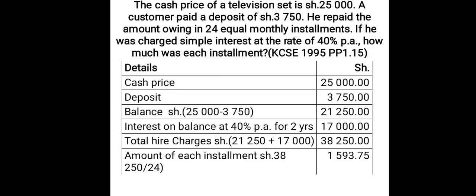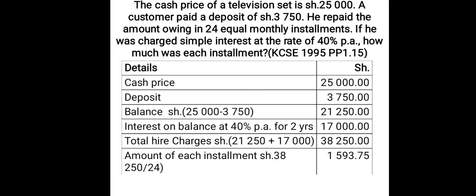The cash price of a television set is 25,000 shillings. A customer paid a deposit of 3,750 shillings. He repaid the amount owing in 24 equal monthly installments. If he was charged a simple interest at the rate of 40% per annum, how much was each installment?